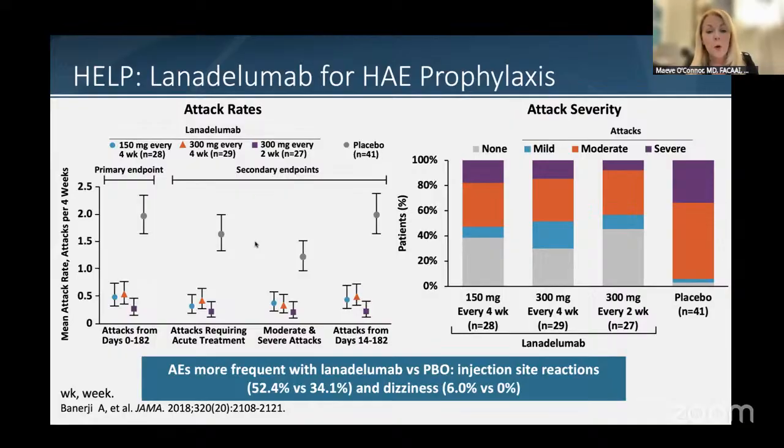Dizziness was also reported more frequently in the lanadelumab-treated patients, but it does offer a very targeted biologic option with infrequent dosing. So this is an option that many patients will choose due to the every 4-week dosing and the AE profile as well.